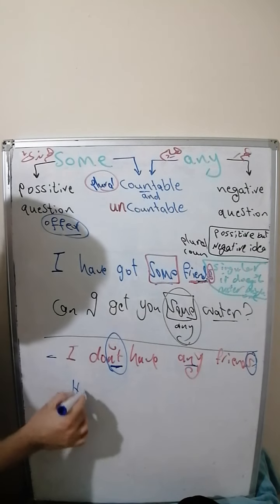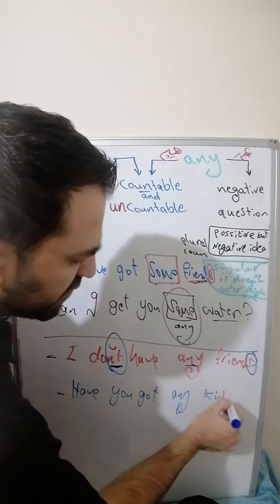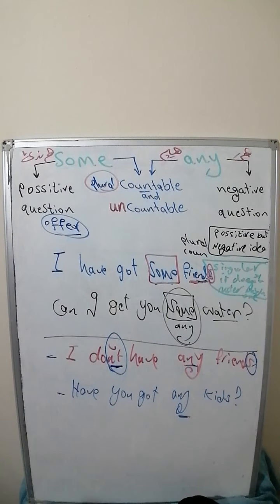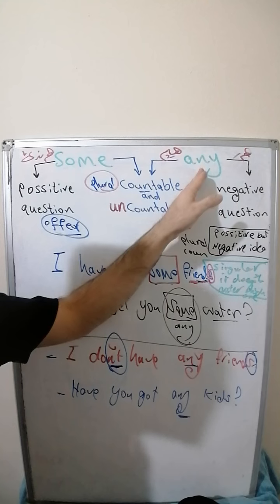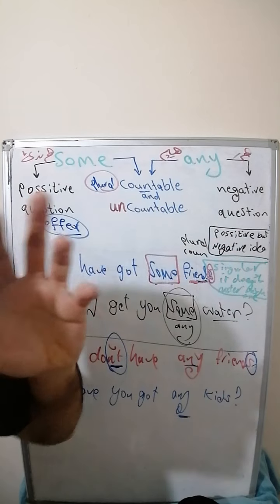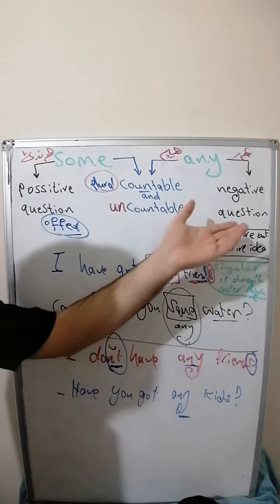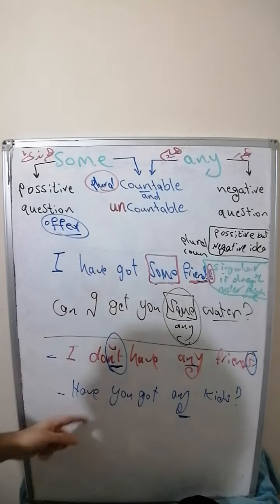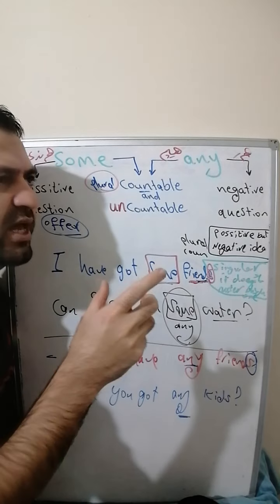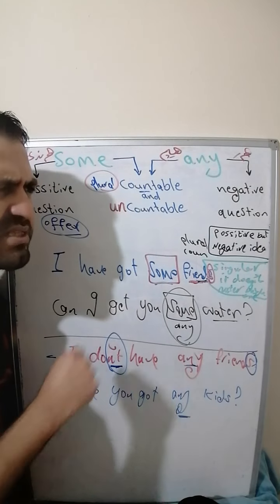For example, have you got any kids? Have you got any kids? Look at the "any". Because I don't know. Mostly when you ask using "any", you don't know the answer. And you expect that the person, male or female, doesn't have that thing. For example, when you ask, have you got any kids? You expect the answer that he or she doesn't have any kids. That's why you use "any". Have you got any kids?